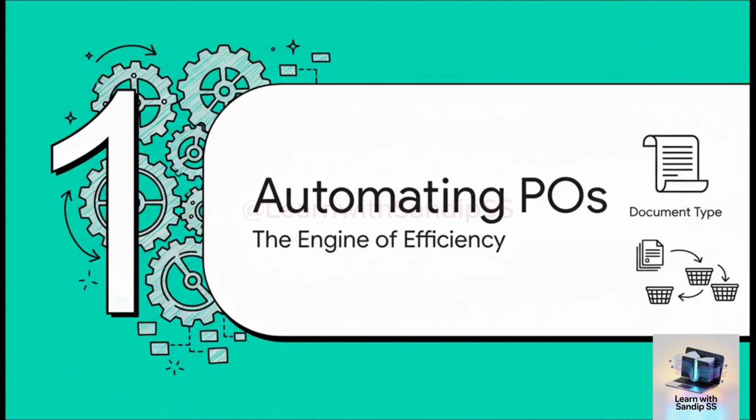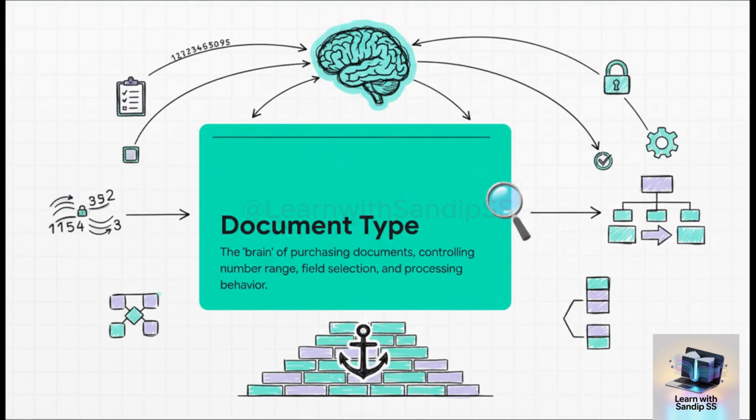We're going to look at how the system can automatically create your purchase orders, and believe it or not, it all starts with something called a document type. Think of the document type as the brain behind any purchasing document you create. It's just a simple key, but it holds all the important rules. It dictates the document number, it controls which fields are required or maybe even hidden, and it basically tells the system exactly how to behave. This is really the foundational setting for everything that's about to come next.